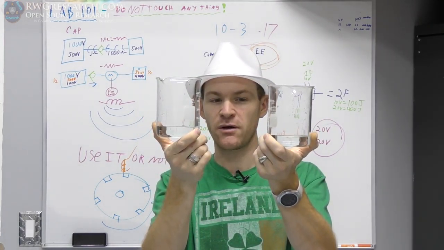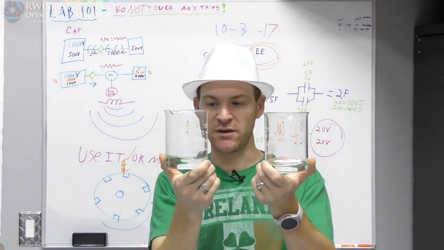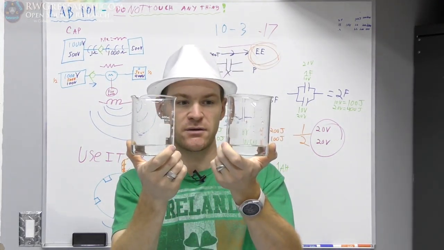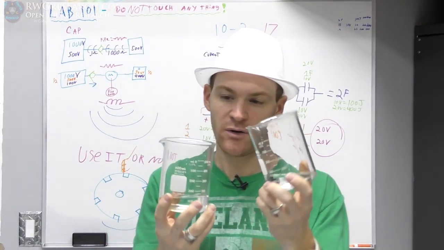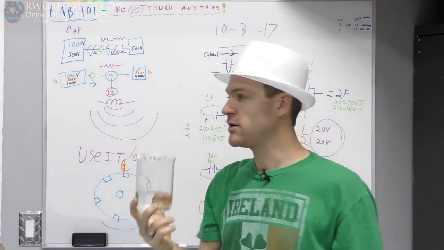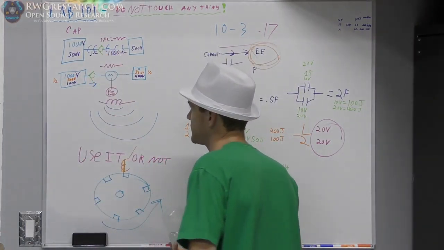Remember, the energy is the water. The height is like the voltage, and the volume of water is like the capacity of the energy that it has. So I can pour the rest of this over here, and we're good. Right, now I've got it all here. So that's what happens across the resistor in this regular resistive situation.